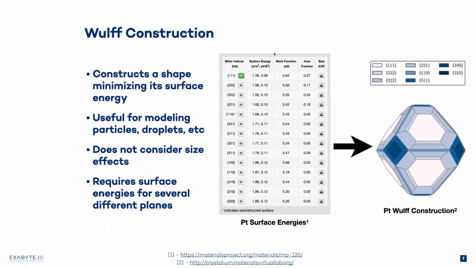Once we have a bunch of surface energies, we can then do something called a Wulff construction, which will give us a size-independent shape that minimizes the total surface energy of a material. Typically, the way these are done is by calculating a bunch of surface energies for a lot of different terminations, and then one can do this operation and get a Wulff construction. For example, here we're showing some platinum surface energies from the Materials Project and their resulting Wulff construction. So this is very useful for modeling materials that are larger than a few dozen atoms.